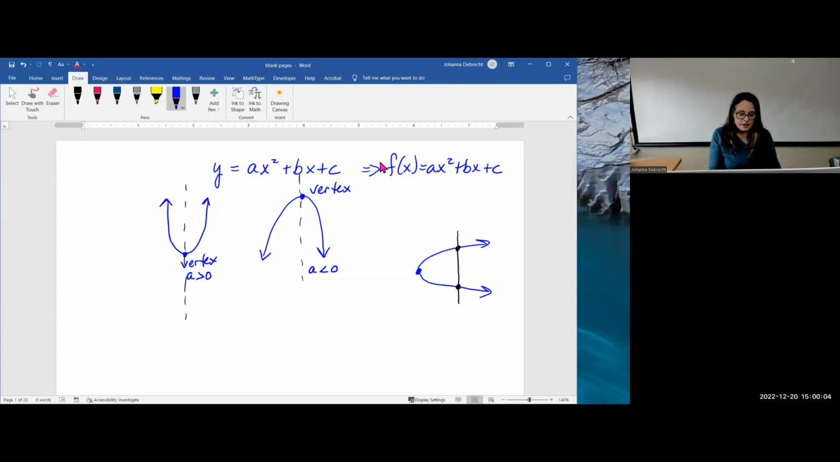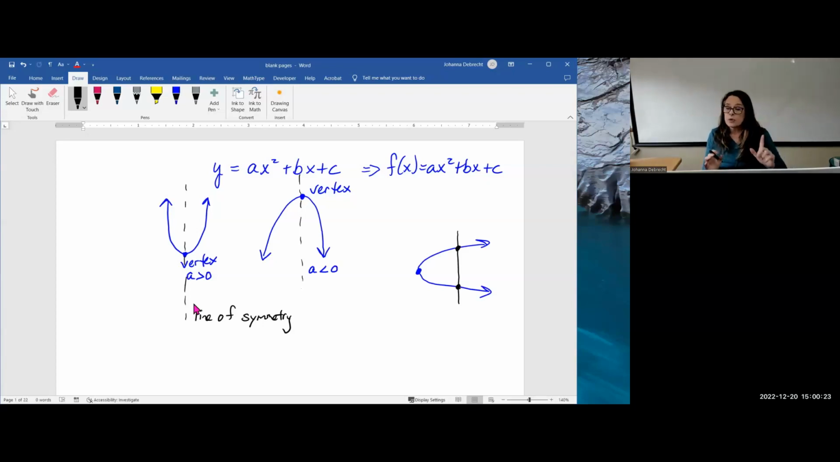Now, this line that goes through the middle, where it's symmetric, this is called the line of symmetry, right? So when we talk about the line of symmetry, we're talking about a line that goes through the vertex where the parabola will actually fold onto itself.